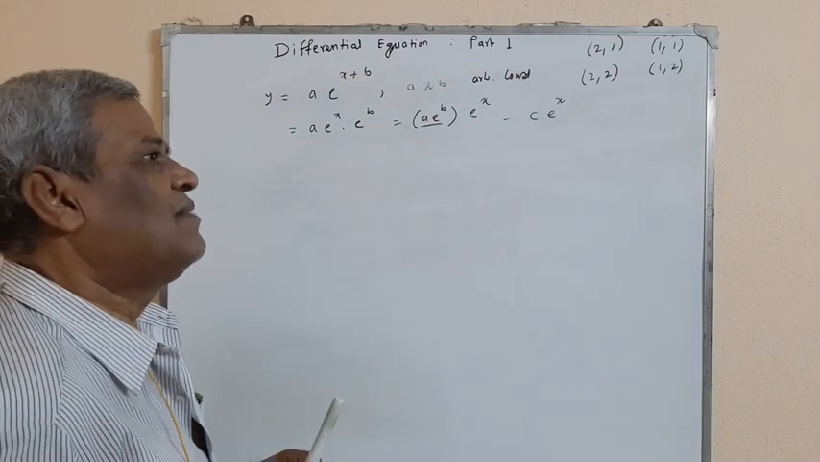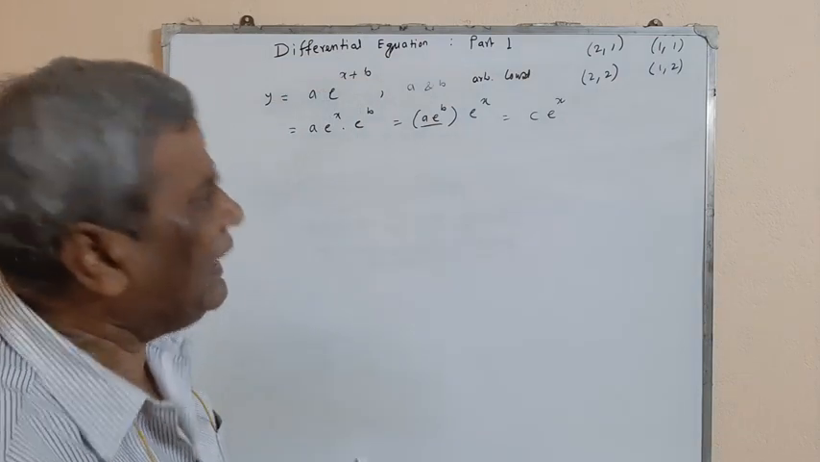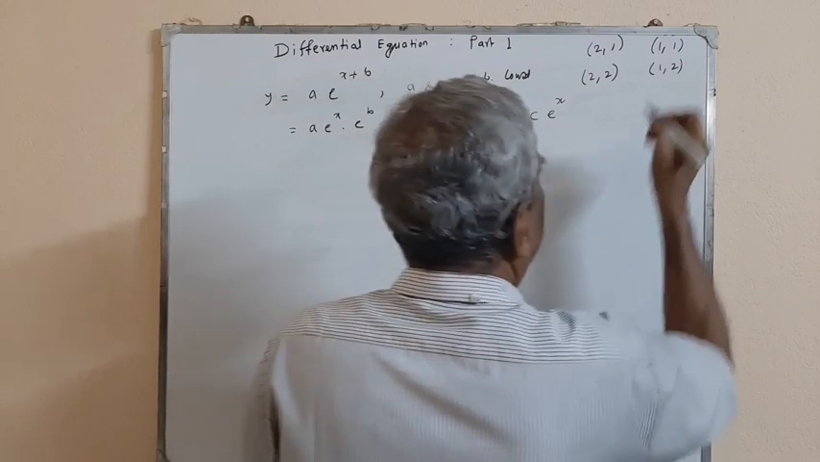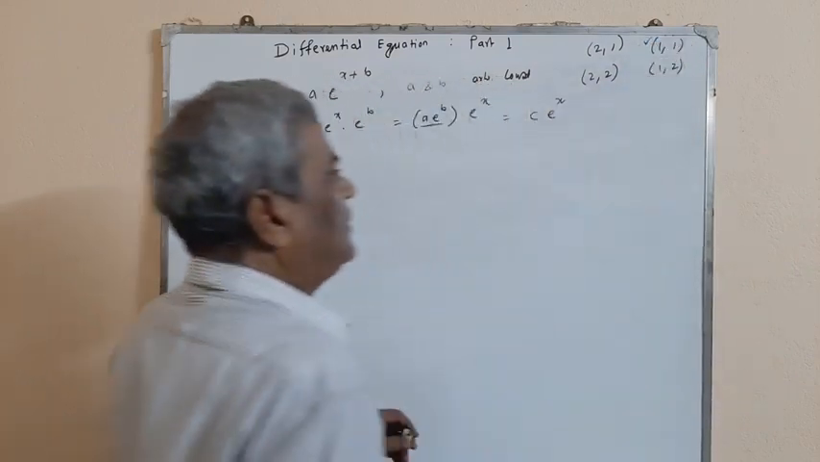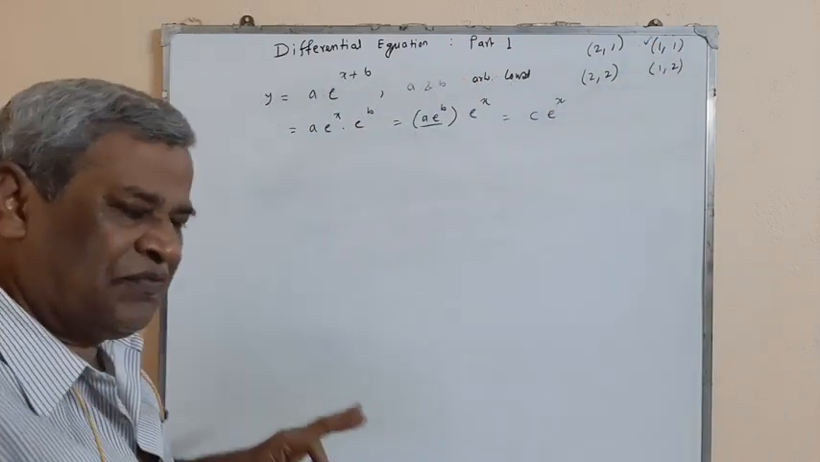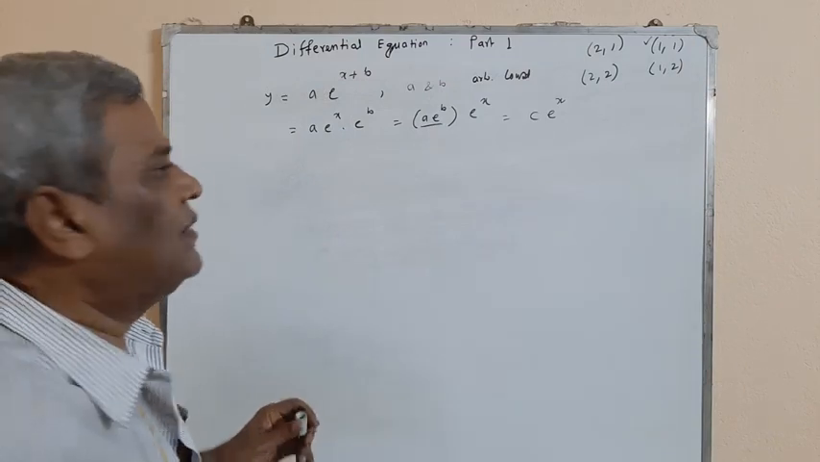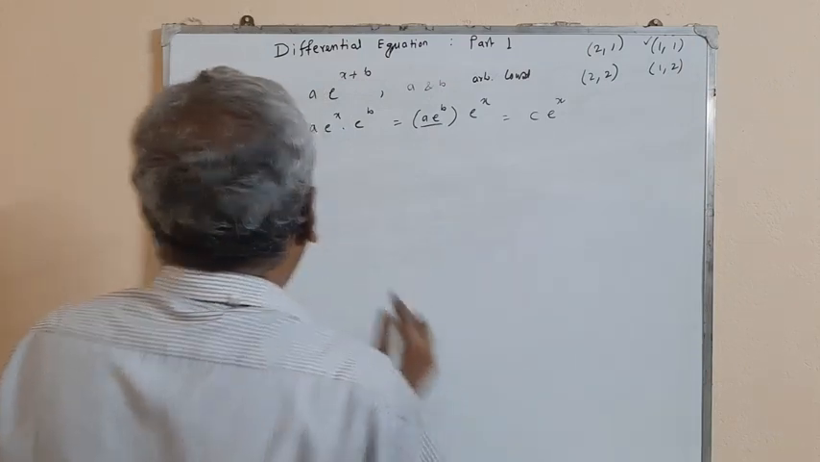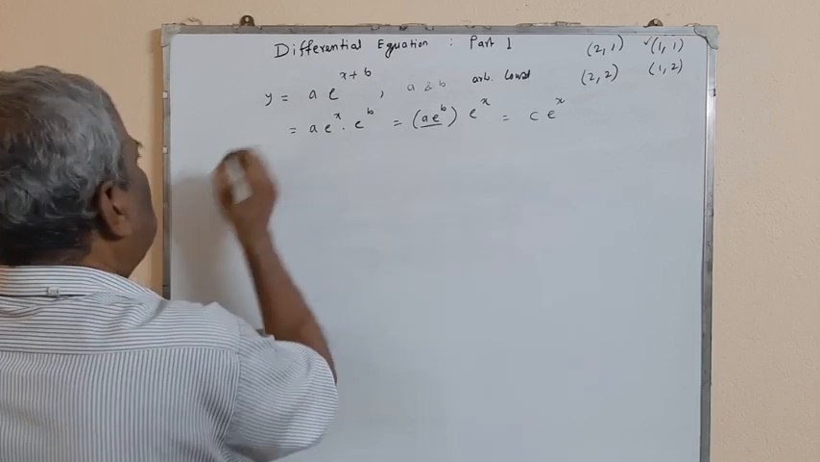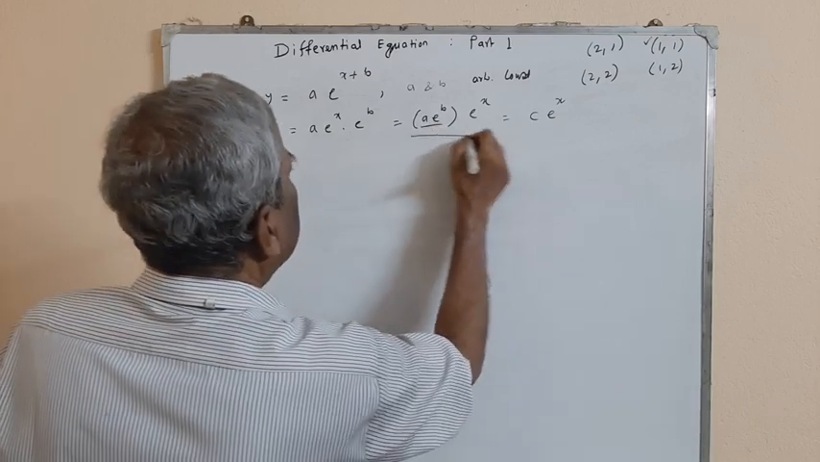So it involves only one arbitrary constant and its power is also 1. So its order and degree both are 1. So this is the correct option. We can verify it by calculating it in detail. From the relation, you see, this is the relation.